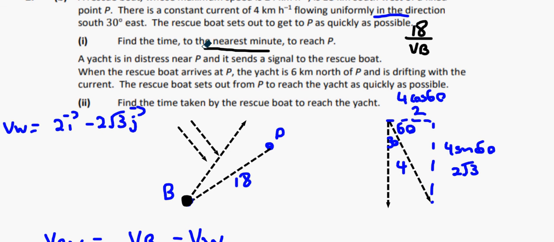Now, a yacht is in distress near P and it sends a signal to the rescue boat. When the rescue boat arrives at P, the yacht is 6 kilometers north of P and is drifting with the current. The rescue boat sets out from P to reach the yacht as quickly as possible. Find the time taken for the rescue boat to reach the yacht. I have to reset the full question, do I?